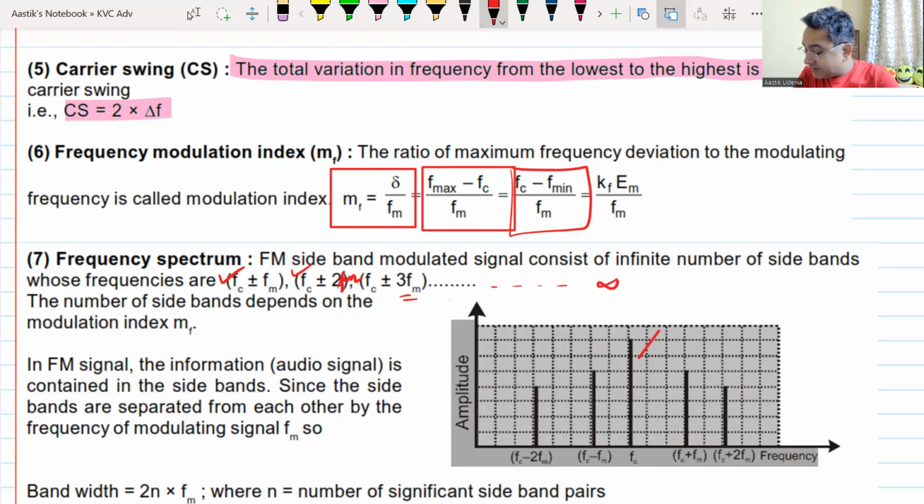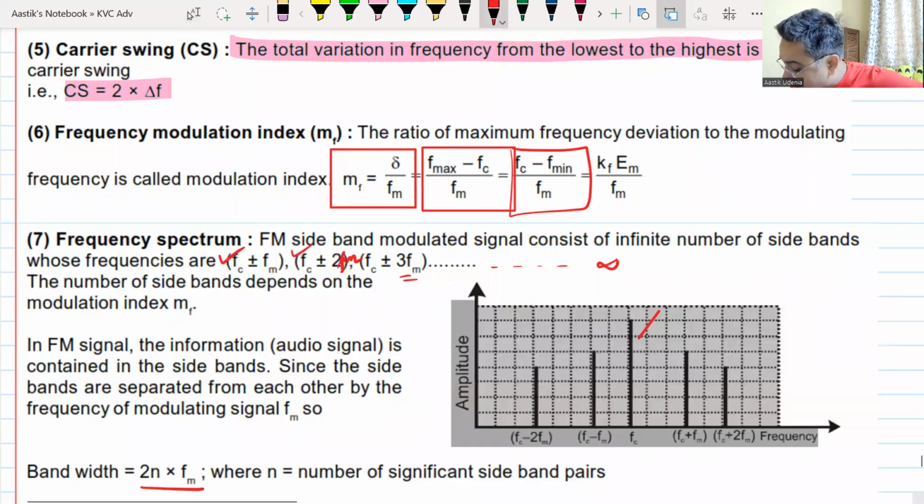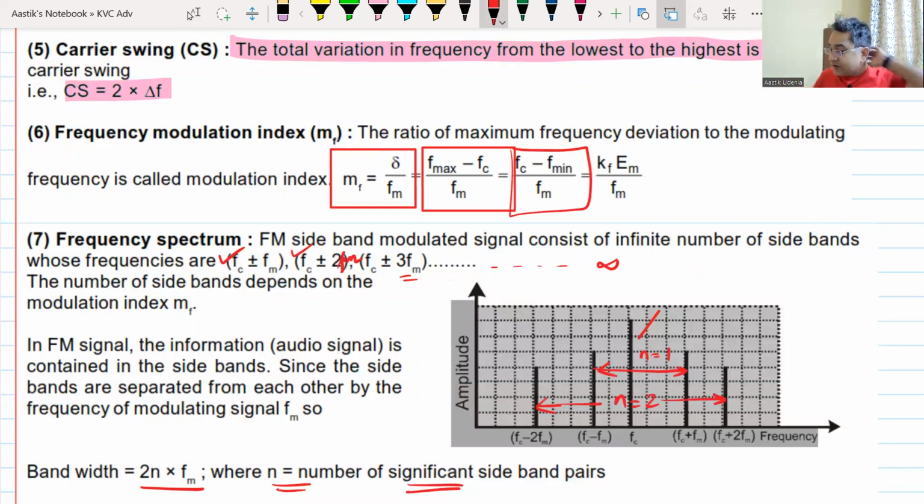Yes, sir. It consists of infinite numbers, and therefore the bandwidth is 2n multiplied by FM, where n is the number of the band which we are talking about. When you put n as 1, you will get the bandwidth of this one. If you put n is equal to 2, you will get the bandwidth of this spectrum. Do we understand this? Yes, sir. I'll give you a minute to note this down.